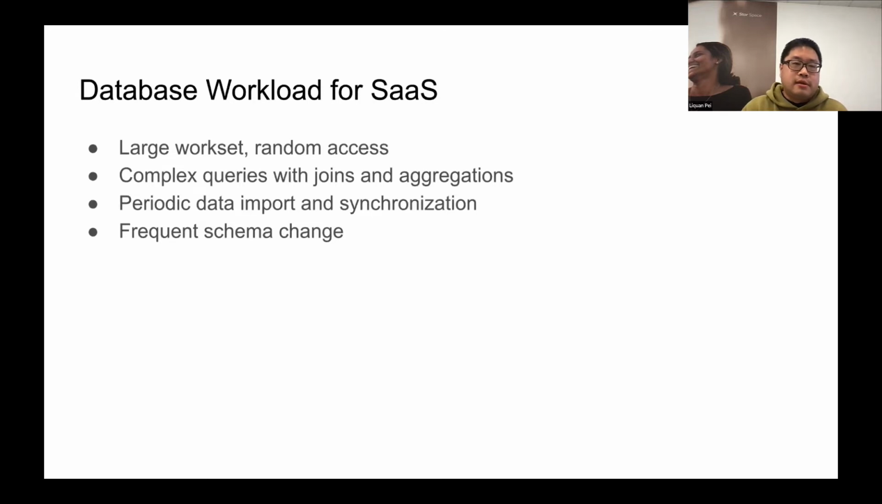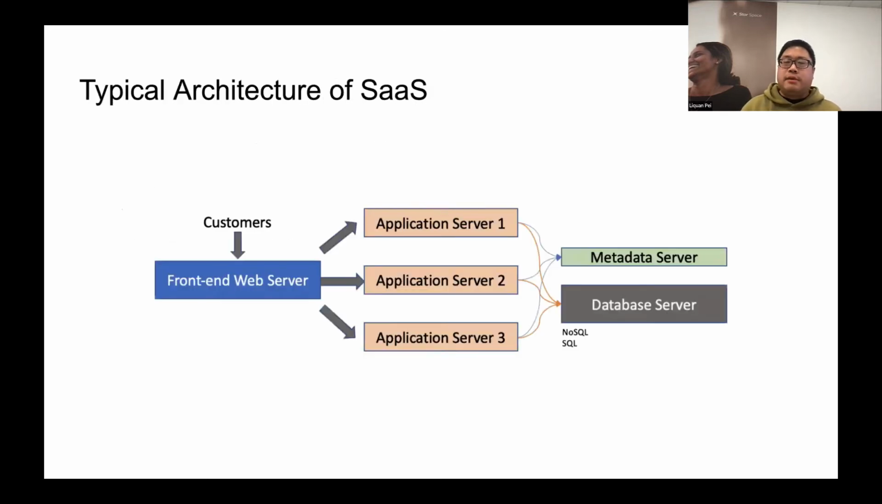So that is a workload you have. And what is a typical architecture to build a SaaS backend? I think the key here is really the metadata server and the database server. The metadata server stores information about tenants and your billing information. It's really about the user. And the database stores the actual user data. So there are two layers: the metadata about tenants, and the database for the actual user data. And you can use NoSQL or a relational database to build it.